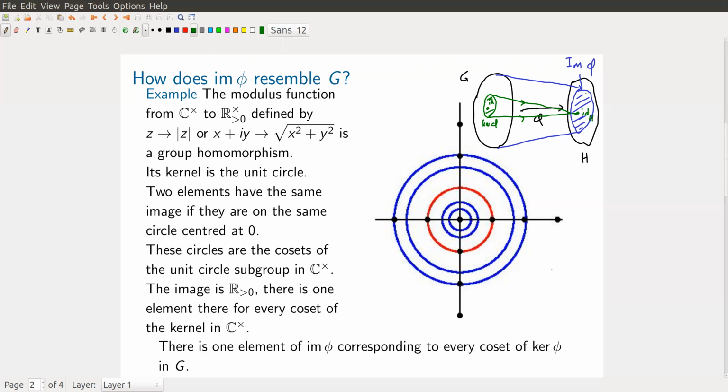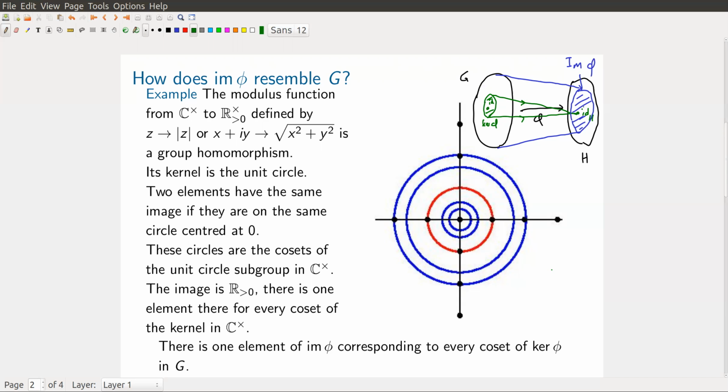So the question here in this slide is, how does the image of phi resemble G? If every element of G gets mapped to a different element of H, then the image of phi is an exact copy of G. And in fact, those two groups are isomorphic in that case. They're essentially the same group, but with elements labeled differently.